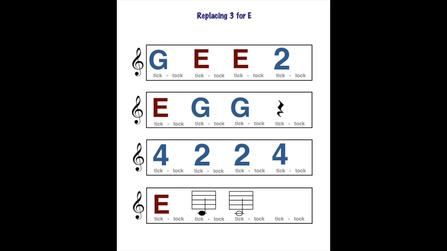1, 2, 3, G tock, E tock, E tock, 2 tock, E tock, G tock, G tock, rest tock, 4 tock, 2 tock, 2 tock, 4 tock, E tock, C tock, C tock, C tock. Beautiful. You did a really good job. Pat yourself on the back because I can't do it.